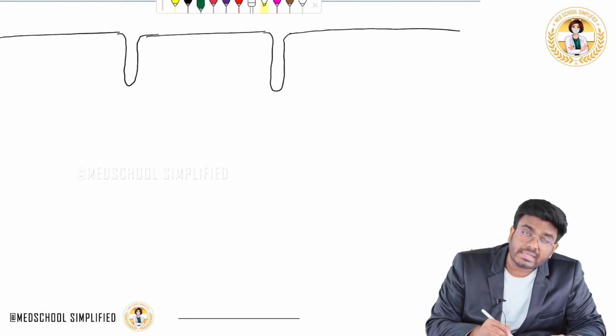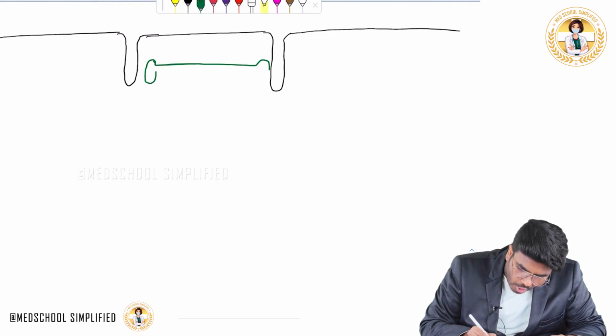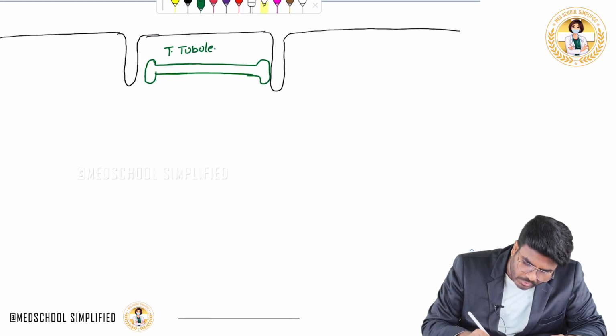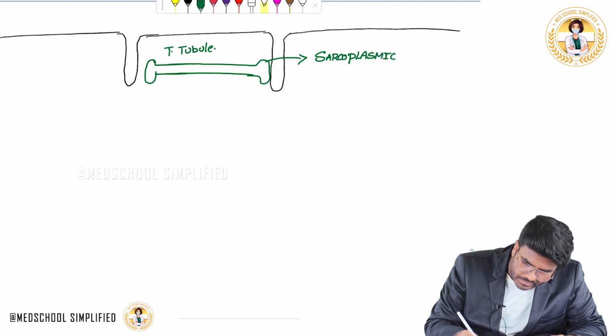And inside a skeletal muscle, there is one more tubule present. What is this tubule called? These tubules are present longitudinally. They are called the L-tubules. This L-tubule is nothing but the sarcoplasmic reticulum.